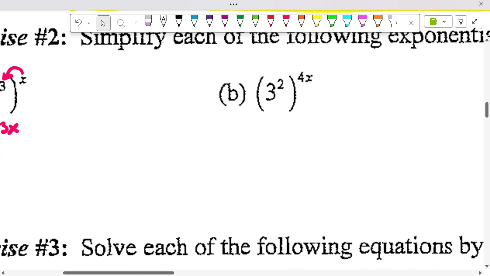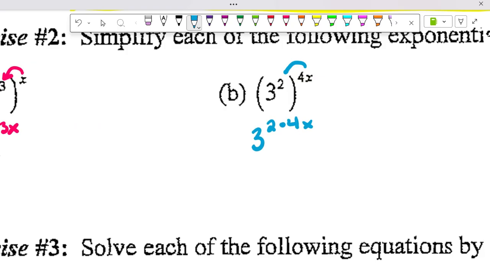What about this one? So I distribute the 4x to the 2. So this is the same thing as 3 raised to 2 times 4x, which simplifies to what? 3 raised to the what power? 8x. Does everyone understand what I'm doing with this power rule? It's just multiplication.